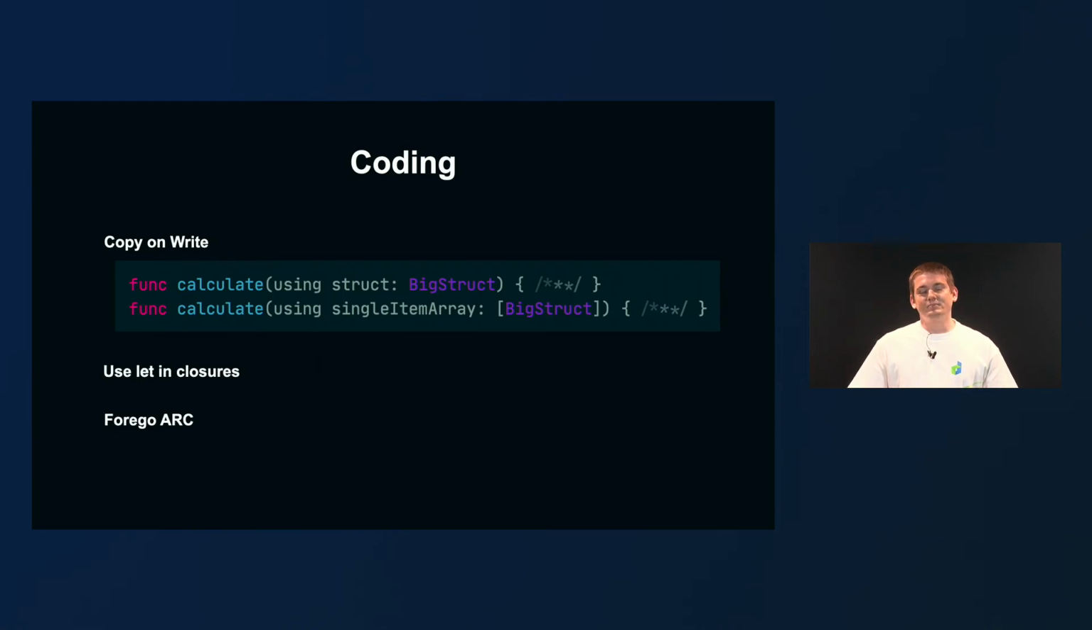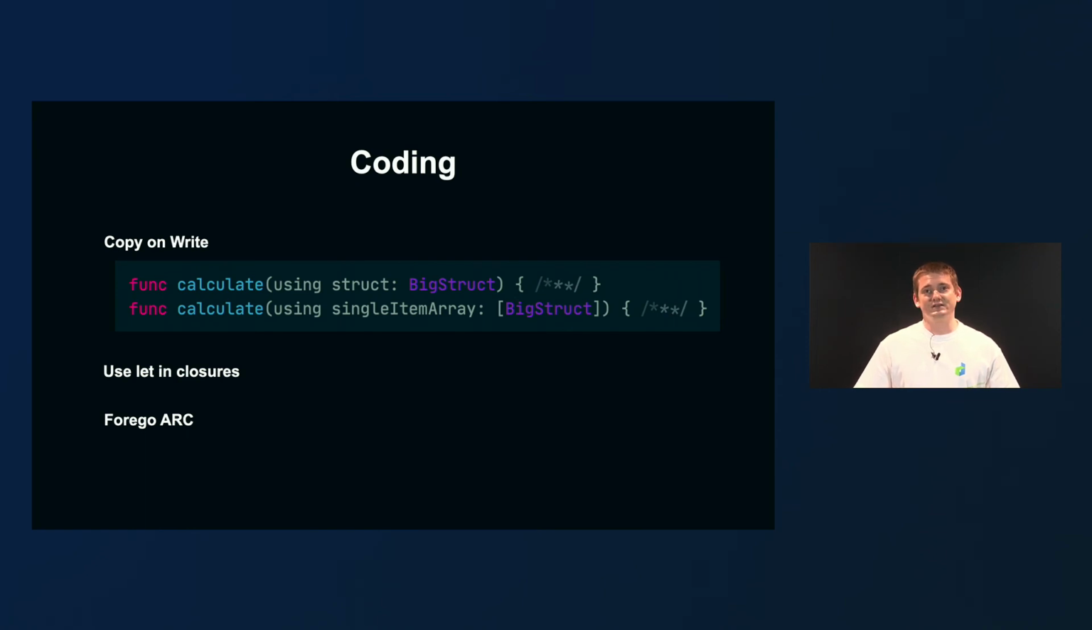Similarly, when and how you use copy on write can help your performance as well. In the first calculate function, you'll notice that BigStruct is copied on value. Every time this function is called, BigStruct is going to be copied. But let's say that calculate doesn't do any actual changing of BigStruct. There's no reason to copy it. That's when you can use the second calculate method. What that will do is, since arrays use copy on write, there's no copy because we're not going to write to it. We're just reading it.